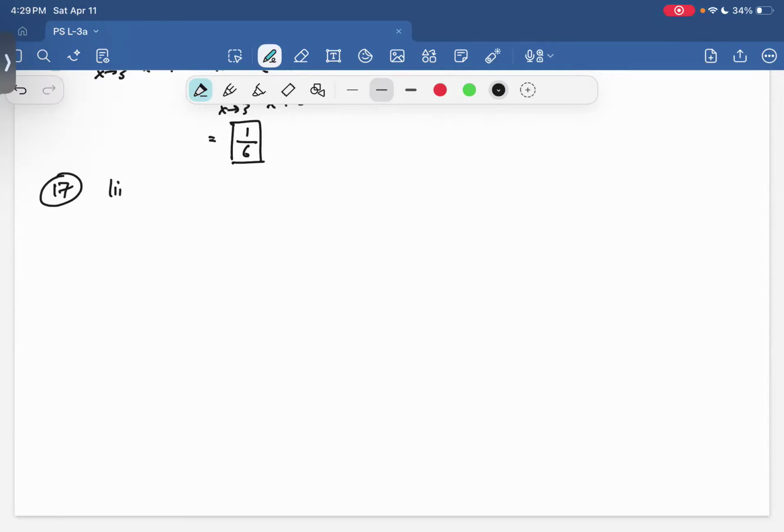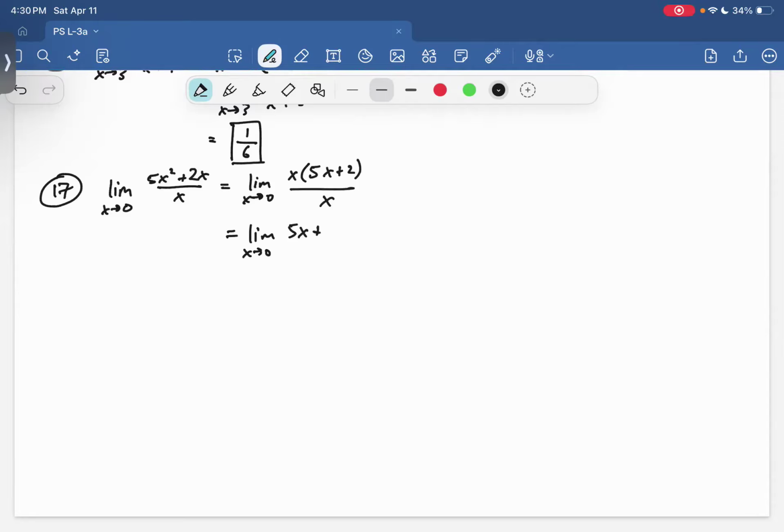Question 17. 0 over 0. So let's factor the numerator. 5x plus 2 over x. And so the x's cancel, and we're left with just 5x plus 2. Now we can directly plug in x equals 0, and drop the limit symbol.